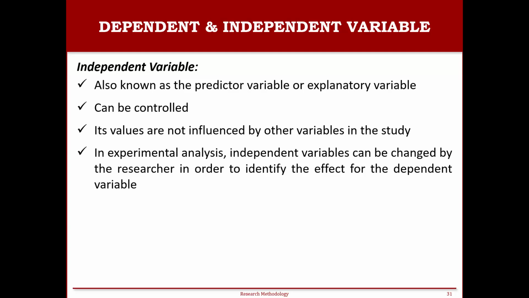So remember that the independent variable can be controlled by the researchers. Researchers have the authority and the ability to change or control that independent variable. Independent variables' values are not affected by the other variables in the study. Although the researcher can manipulate or change the independent variable, its values are not affected by the other variables.